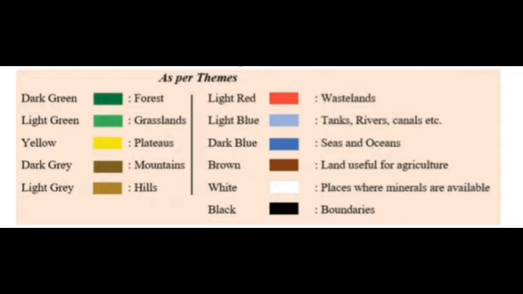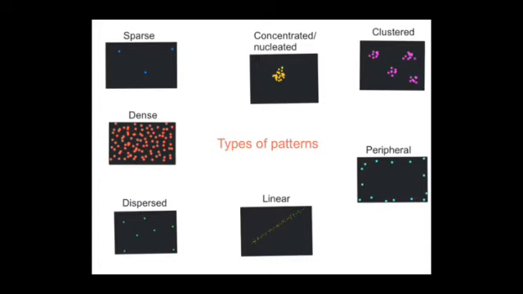Brown indicates land useful for agriculture. White shows places where minerals are available. And black shows boundaries. These are the colors used in maps.